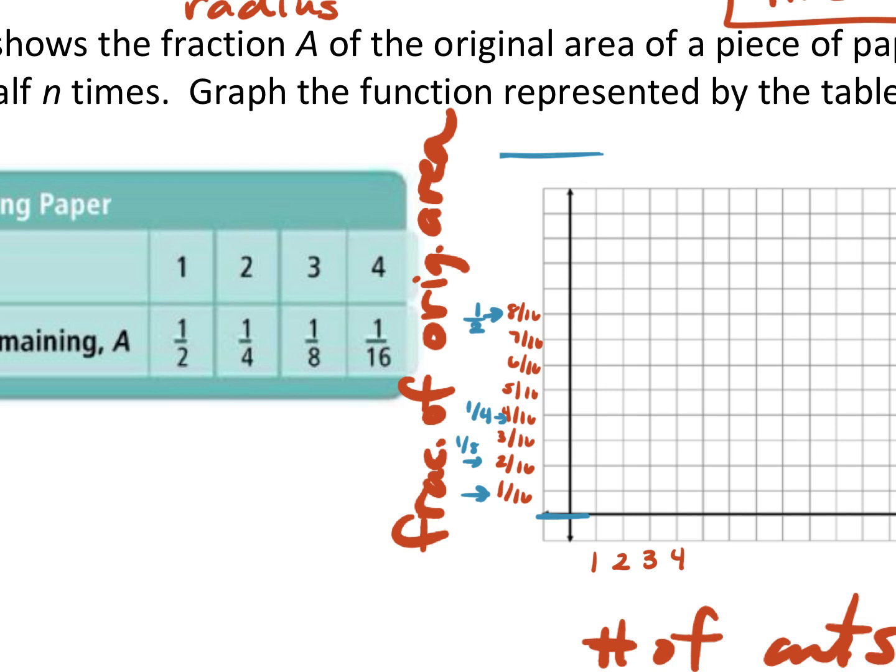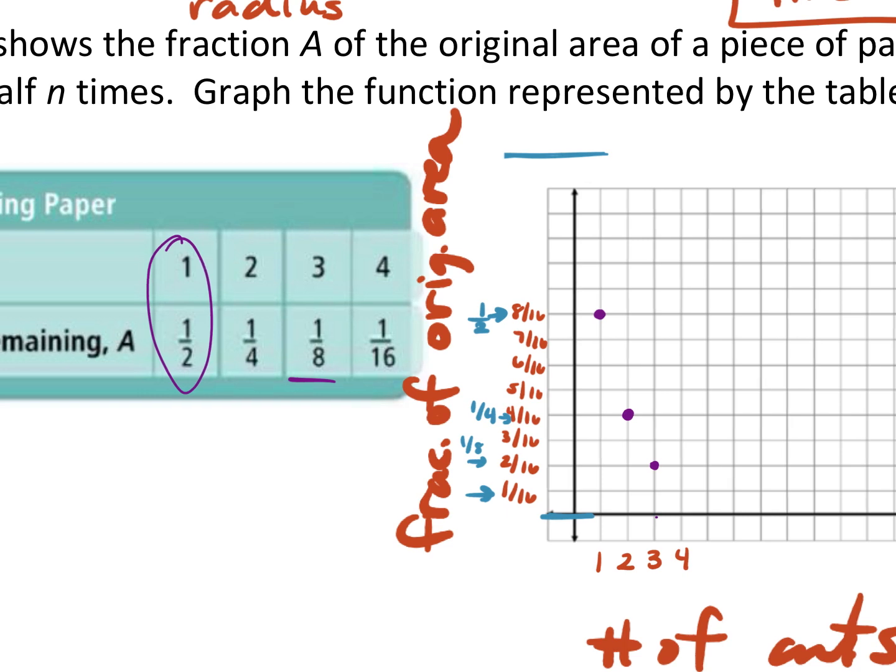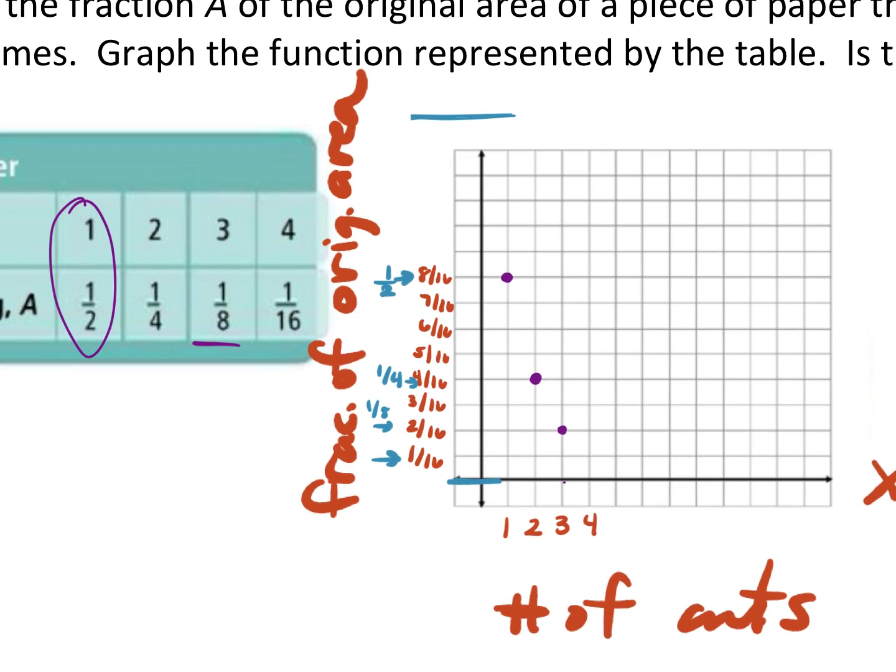So if I go 1, 1/2, I'm actually going up to 8/16. If I go 2, 1/4, I'm going up to 4/16. If I go 3, 1/8, I'm going here, and then 4, 1/16 is right here. Is that linear? No, it's not changing by the same amount each time, right? We're curving. So we would say this is non-linear, okay?